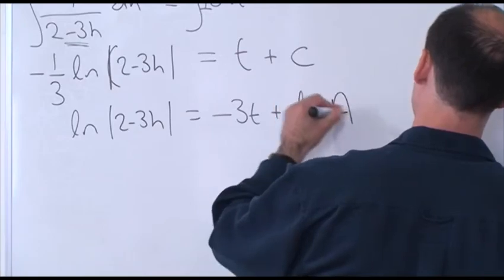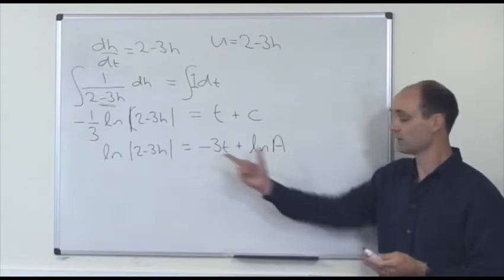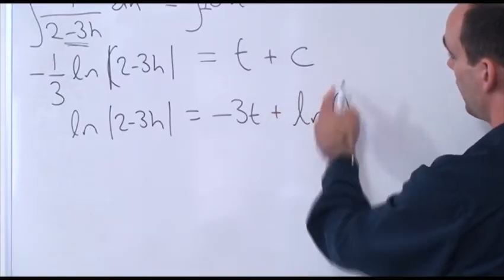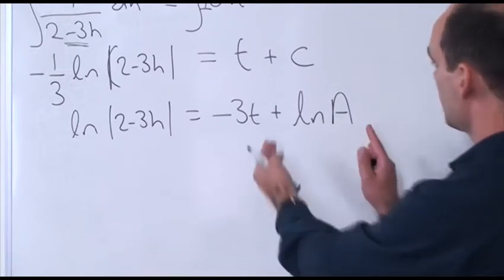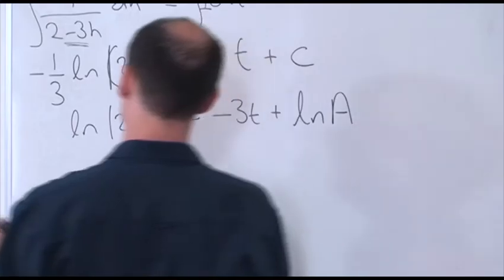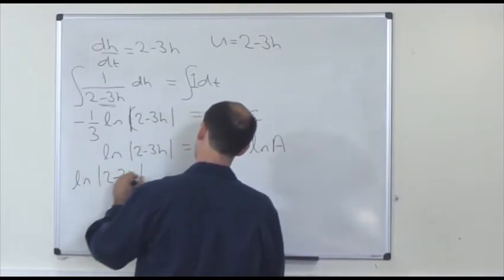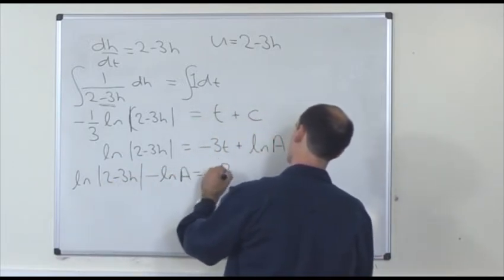Logarithm of a, say. That helps you rearrange these things using your logarithmic rules. I've not done anything special. All I've done is replace one constant by another constant. The logarithm of a is still a constant. Now I can take this over to this side and I get the logarithm of 2 minus 3h minus the logarithm of a is equal to minus 3t.